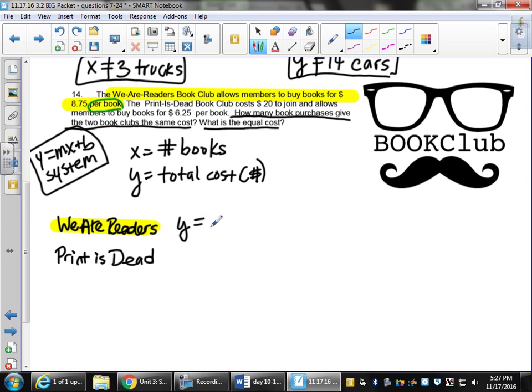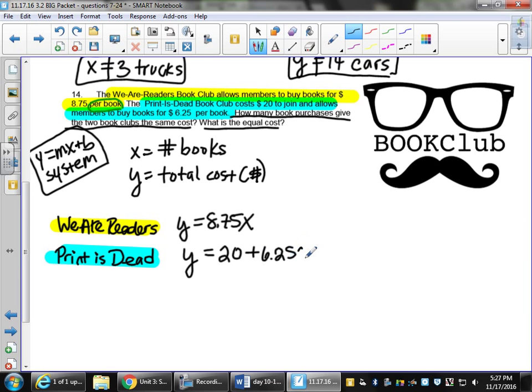Y equals $8.75 per book, 8.75x. That's it. Nothing else is known or said about charges, so that's our equation. Next, Print is Dead. Print is Dead Book Club costs $20 to join and allows members to buy books for $6.25 per book. So y equals $20 to join, that's a one-time fee, plus $6.25 per book.